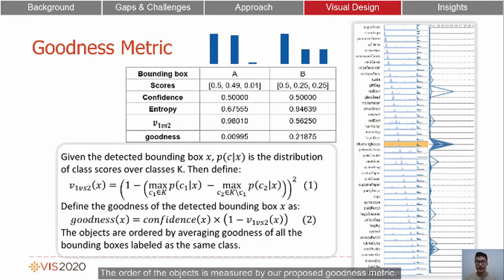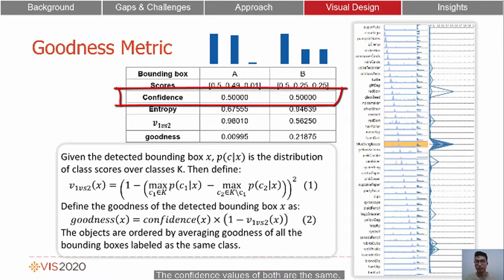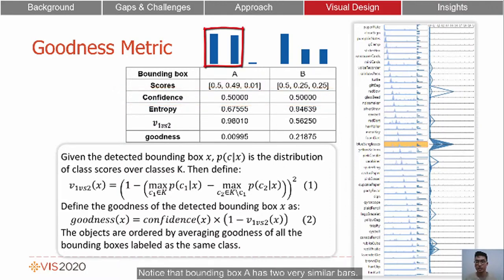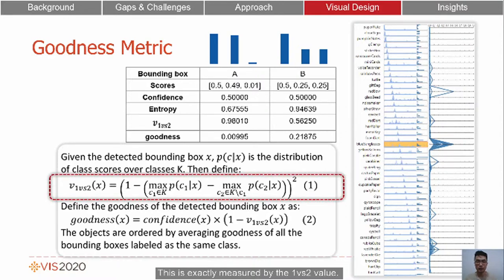The order of the objects is measured by our proposed Gunis metric. We provide an example of how to calculate it with bounding boxes A and B. The confidence values of both are the same. Notice that A has two very similar bars. Therefore, by adding some noise, we can easily flip the label of bounding box A. So, A should have higher uncertainty than B. This is exactly measured by the 1 versus 2 value.